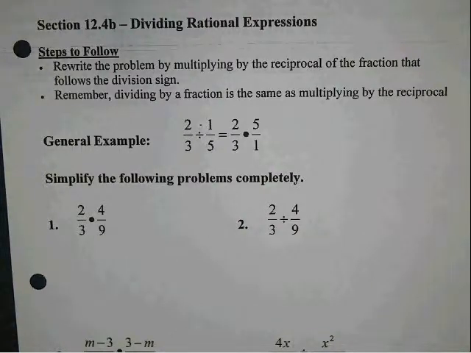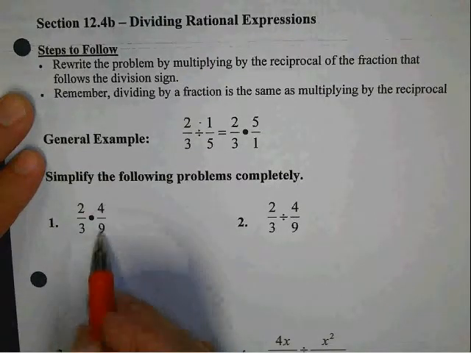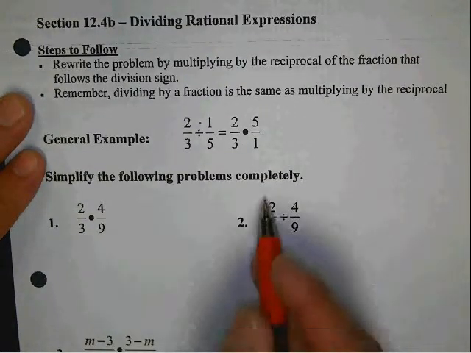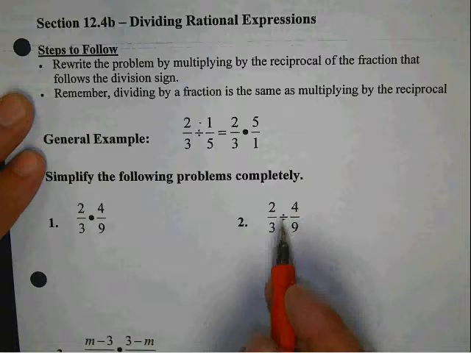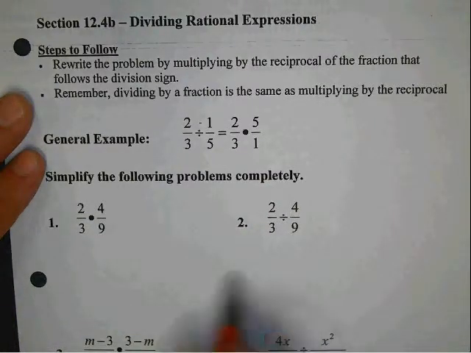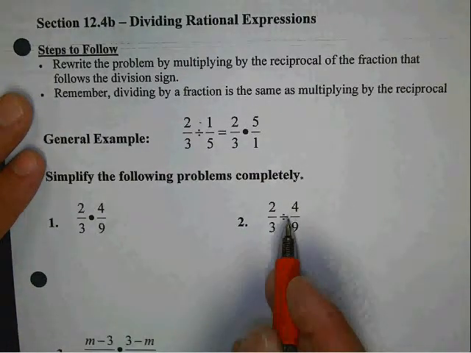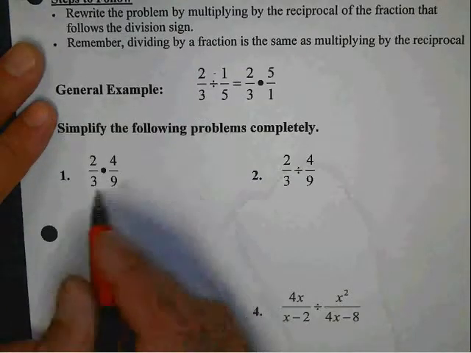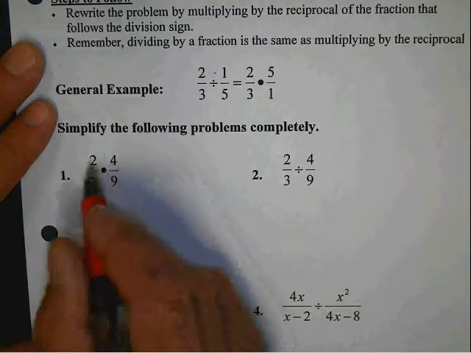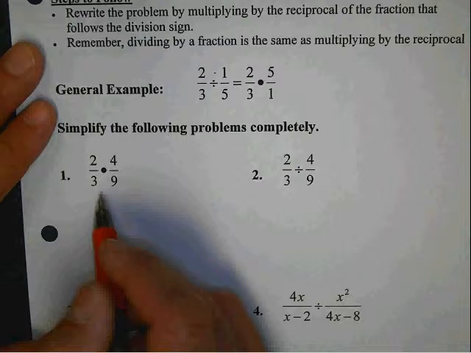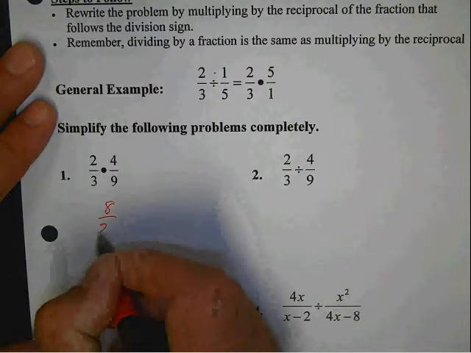So look at 1 versus 2. It's the exact same. 2/3 times 4/9. Second one, 2/3 divided by 4/9. Exactly the same. Well, they're not. The division sign makes it vastly different. The first one, does anything cancel top to bottom? No. So that gives you 8/27.